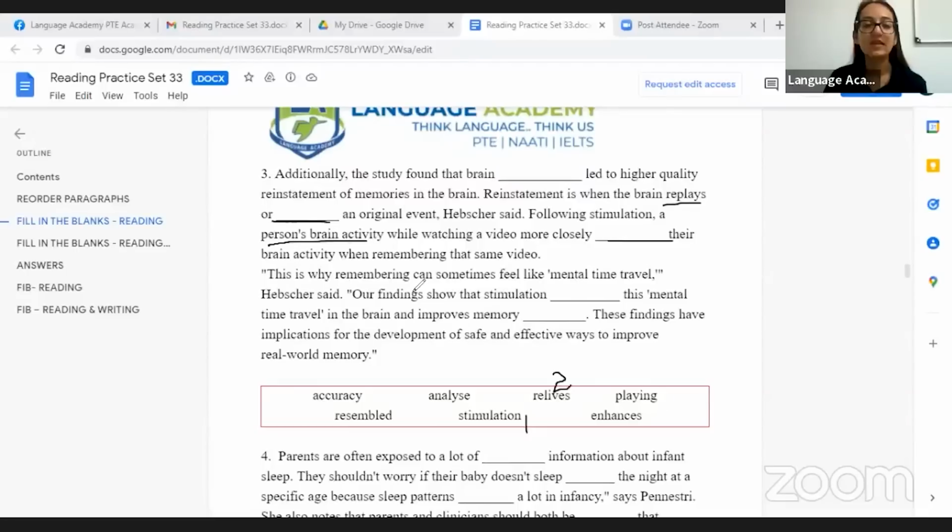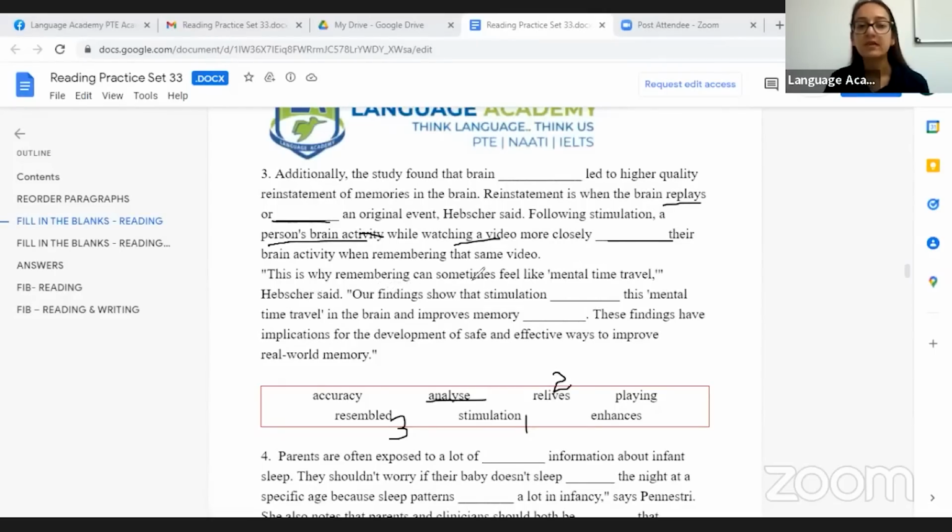The noun was basically they wanted to say this brain activity dash the other brain activity. And most of you have written enhances. Can one brain activity increase the other brain activity? And what is the activity? One brain activity while watching a video more closely and can closely increases make sense? And then some of you have written analyze. Activity is singular. How can you write a verb without S? The answer was more closely resembled, means it was very closely the same as the other brain activity when remembering that video. So the brain activity while watching a video closely resembles their brain activity when remembering the same video.